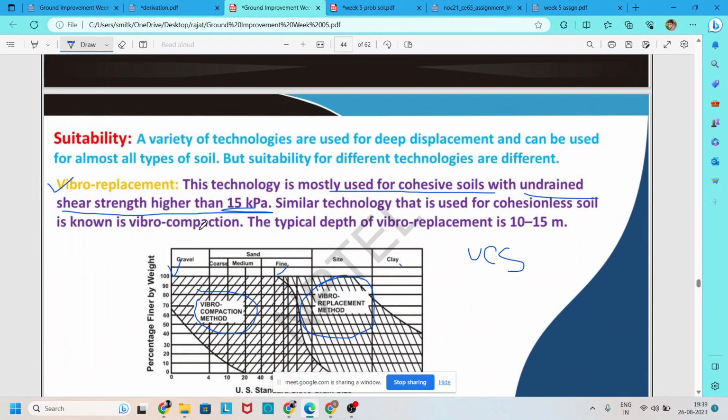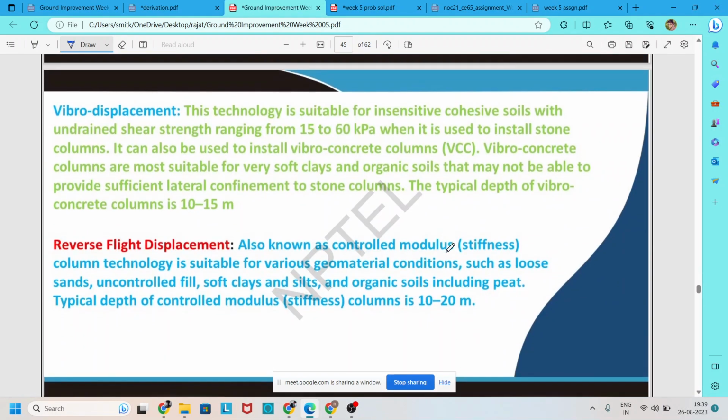We know that there are two types of technique: one is the replacement method, another is the displacement method. The replacement method is suitable when the shear strength is greater than 15 kPa, and it is suitable up to 10 to 15 meters. The vibro displacement method is suitable for insensitive cohesive soil with undrained shear strength from 15 to 60 kPa, and for that a stone column is created.